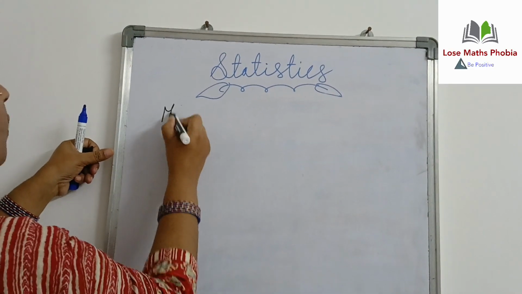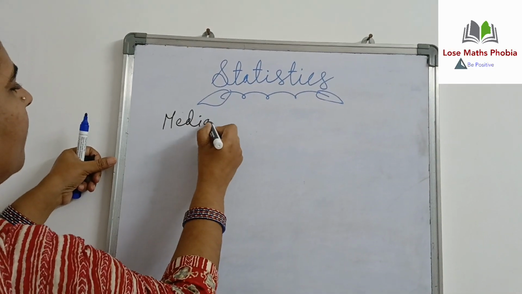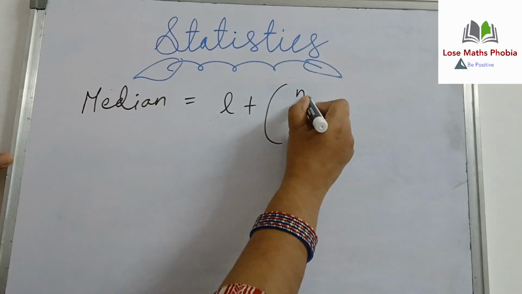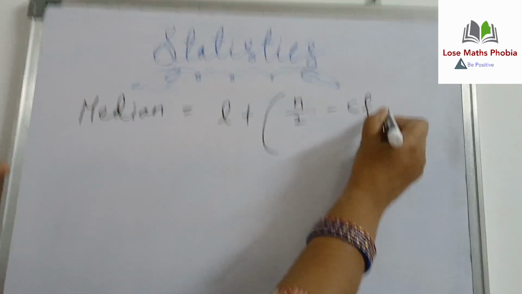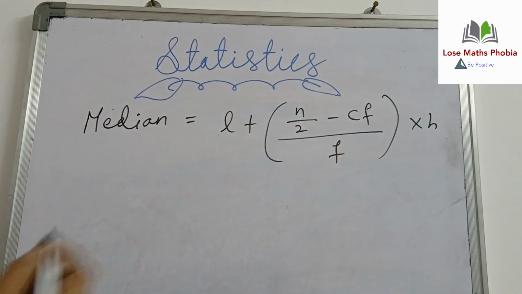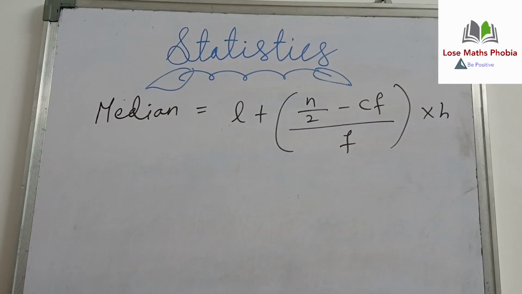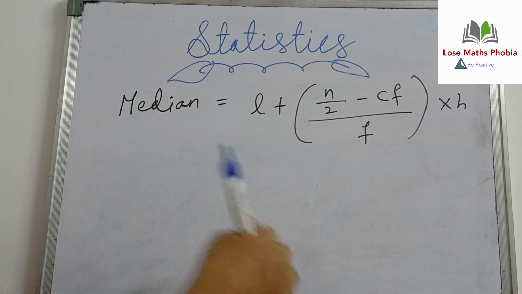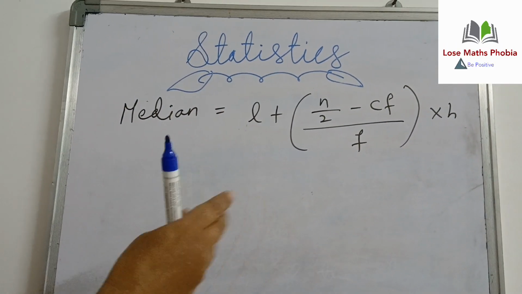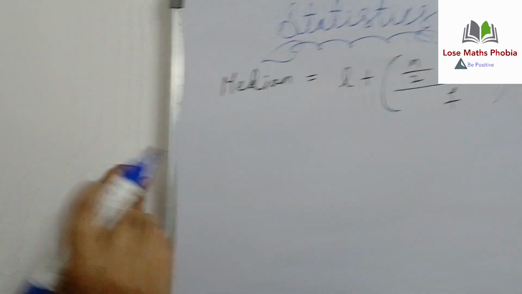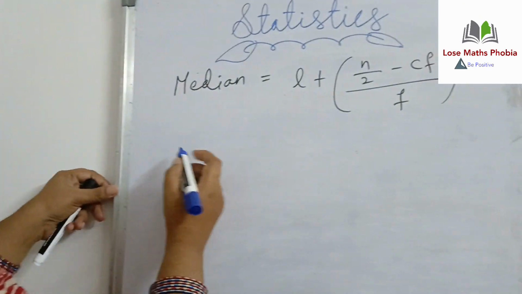Let us discuss the median formula now. Median is equal to L plus (n by 2 minus CF) by F, into H. This is also a simple formula. But children will be confusing between the median formula and the mode formula. If they ask median, they will be writing mode. If mode is asked, median will be written by children. Really, so much confusion. But how lovable the formula is, let us discuss.